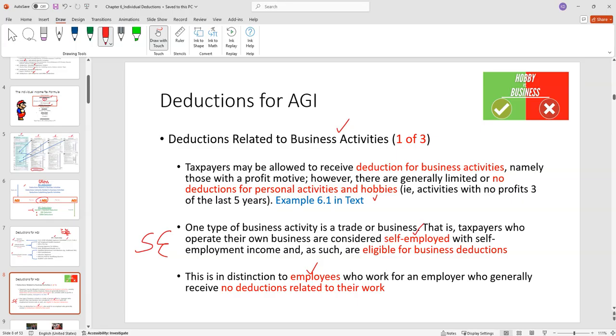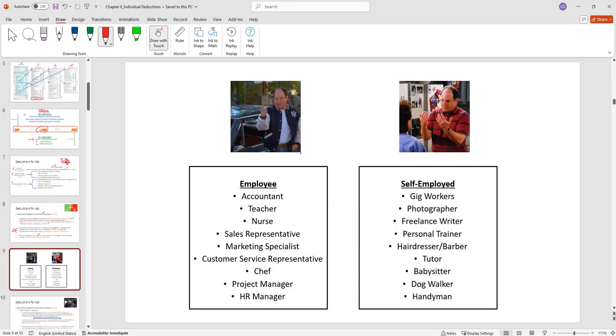So one way to distinguish this, where's my mouse at here? Here it is. I try to think of the Seinfeld reference where George works for the Yankees. He's a W-2 employee. The employer is the Yankees and he is the employee, versus when he is a hand model. He is self-employed, working for himself. He's getting these gigs doing hand modeling jobs. So he might be able to get deductions for things like lotions and creams because they would be ordinary and necessary to that business, right? He has to keep his hands looking good.